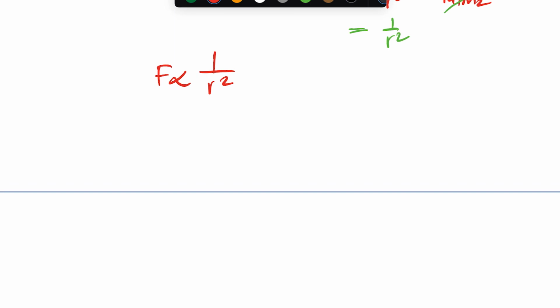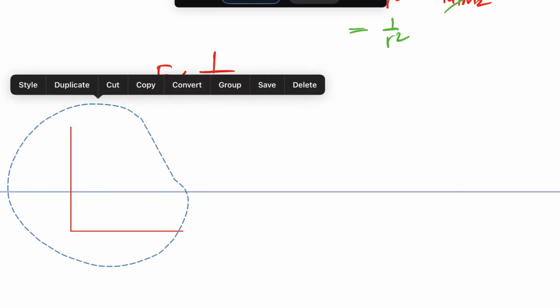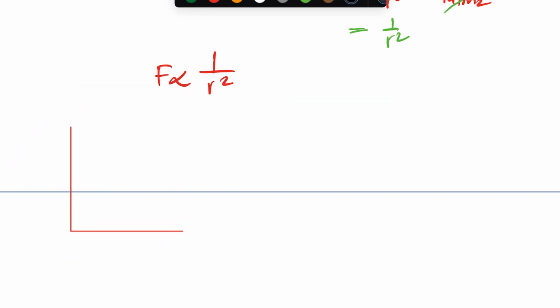So let's look at graphically how that is going to look. Here we have the force in newtons, and we have the distance there.